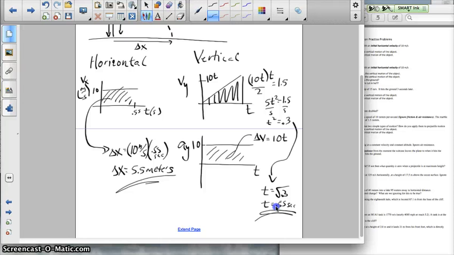Anyway, I hope that helps. If we change the mass of the marble, obviously nothing would change. And have a good day.